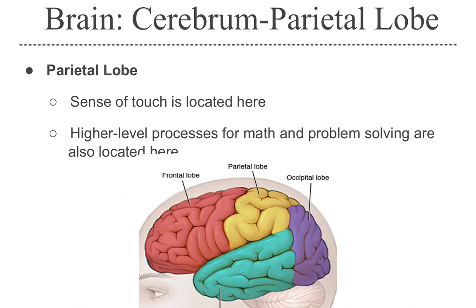So the parietal lobe, which is the yellow lobe here, is going to be where we have our senses: sense of touch, even smell, taste. We have nerves that are in the nasal cavities, at the tips of our fingers, all over our body, that are going to be responsive to that. The dendrites can sense it. They send that message to the brain. The parietal lobe processes it and then sends the message back out on how to react.